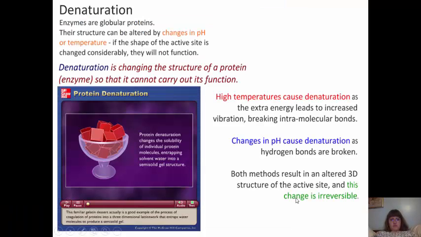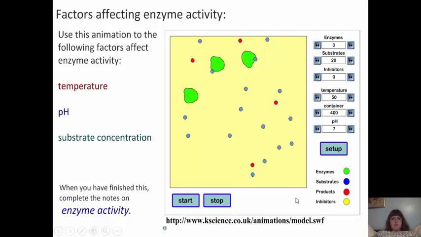All right, great video on denaturation. All right, so there's lots of different factors that affect enzyme activity. Some of the big ones that we're going to talk about in class are temperature, pH, and substrate concentration.